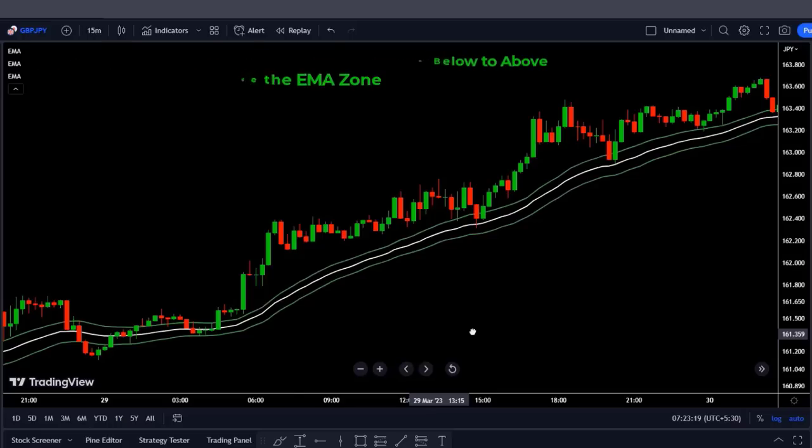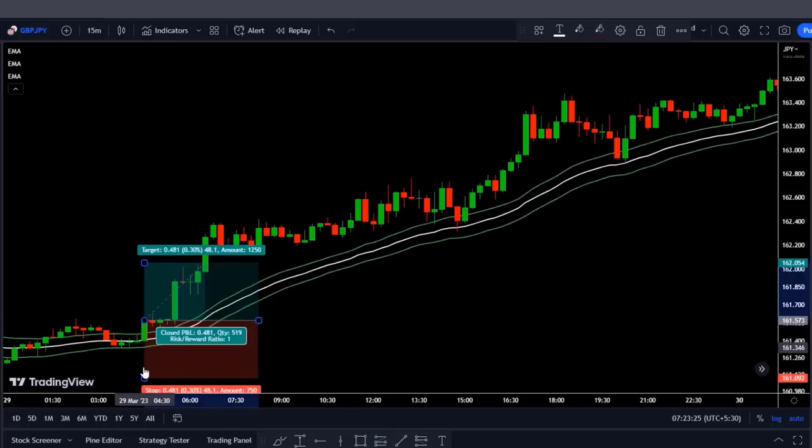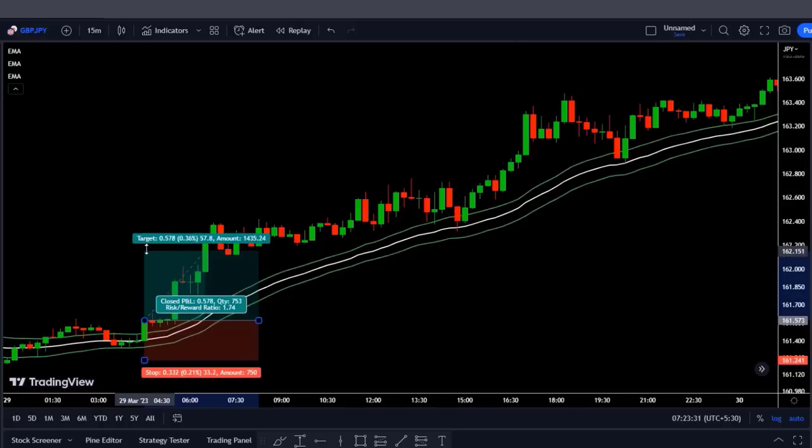The third rule is that the price must cross above the higher moving average with momentum and should close above it. I place the buy trade here. Here our first profit target will be 1:1 and the second profit target will be 1:2. Do not set a profit target below 1:1 or above 1:2.